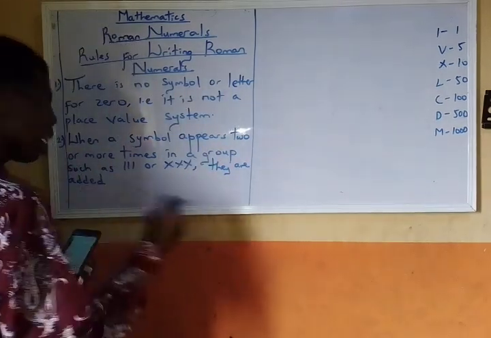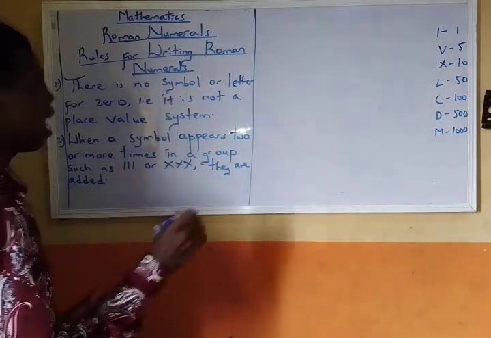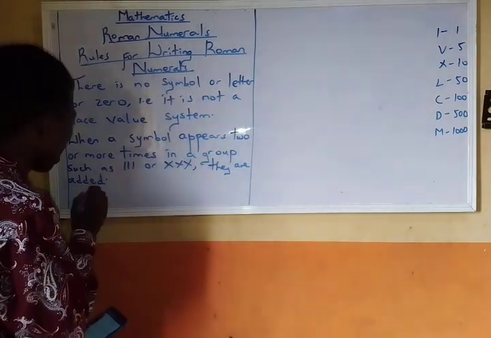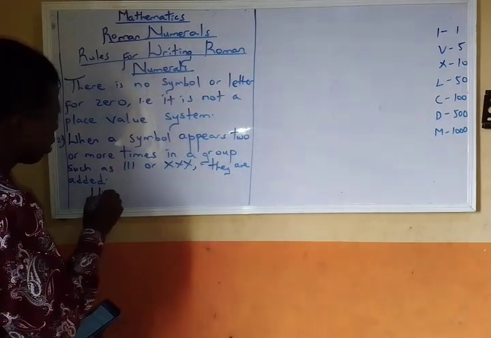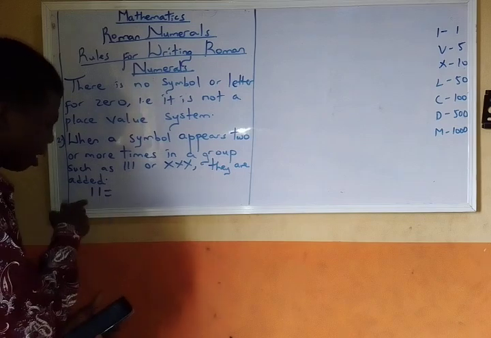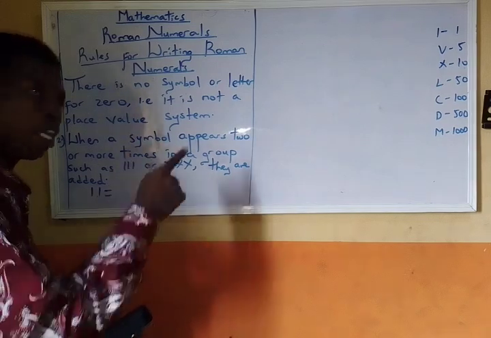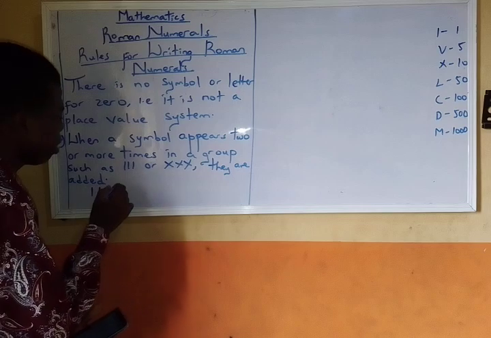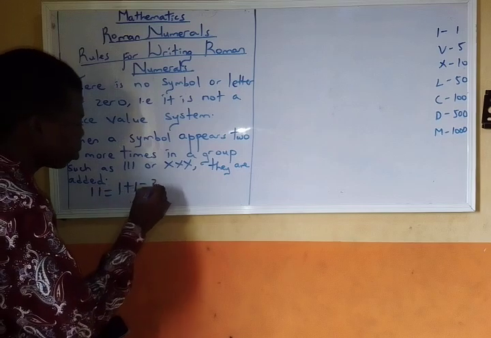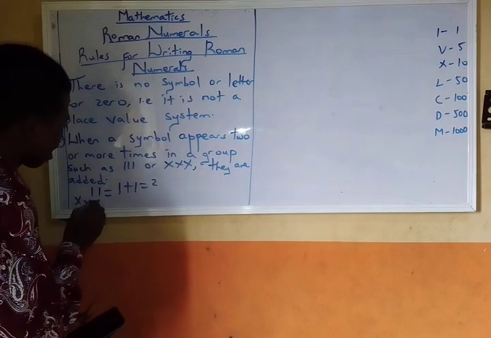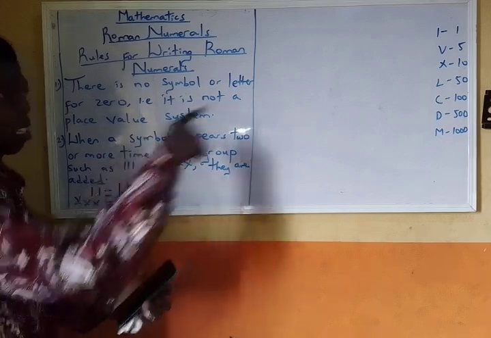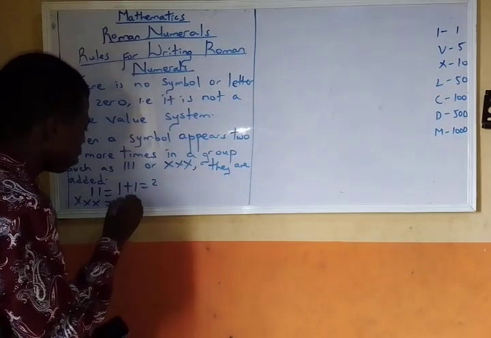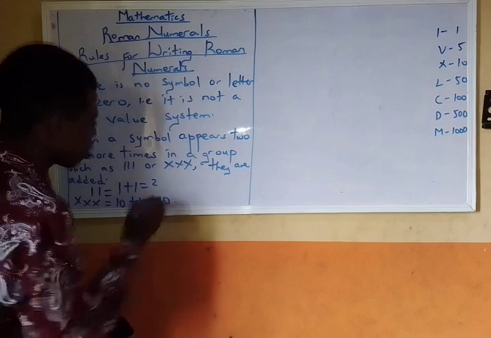Okay, they are added. Let me put it that way. That means that if I have II, remember these are Roman letters, it is not the word "II"; it only means 1 plus 1. That is 2. If I have XXX, it means X plus X plus X. Our X is 10, so it is 10 plus 10 plus 10.